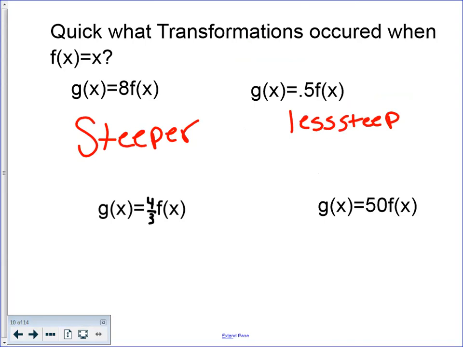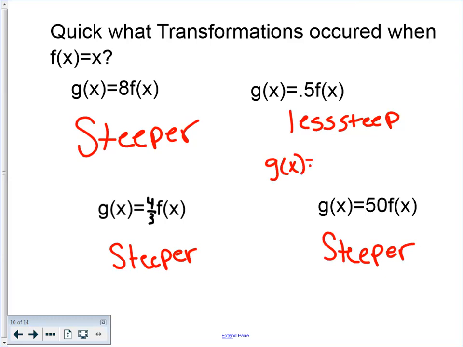All right, 4/3 f of x. What is that one? That one we should have put steeper. While it is a fraction, 4/3 is bigger than 1. And then 50, what is that one? 50 is steeper as well. If I had, for instance, g of x equals 1/3 f of x, that would have been an example of less steep.